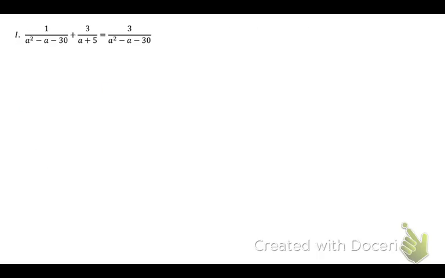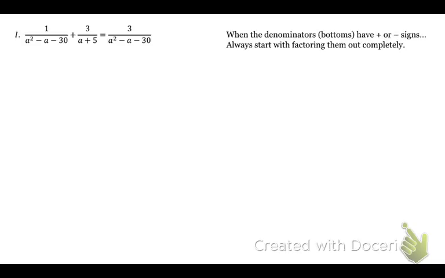Okay? We're going to get a little bit trickier here, not too bad though. So in the bottom, notice how that a squared minus a minus 30 is not completely factored. We can factor that. So that's going to be a minus 6, a plus 5. That's how a squared minus a minus 30 factors. Now I need to find my common denominator. Oh, first I need to write my restrictions. Sorry. So a cannot equal 6, a cannot equal negative 5.